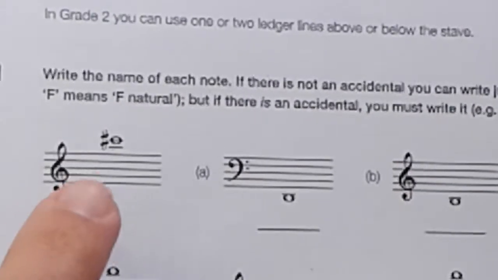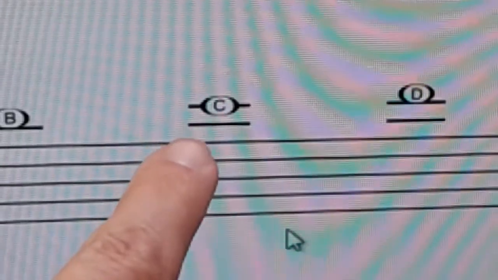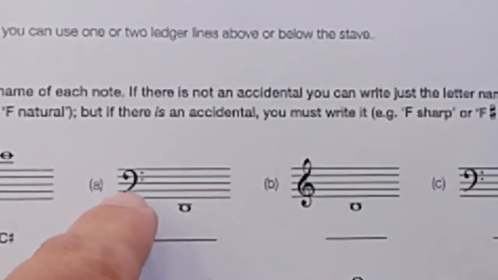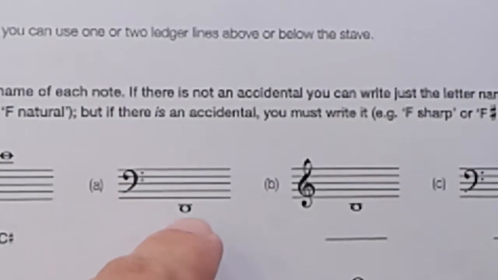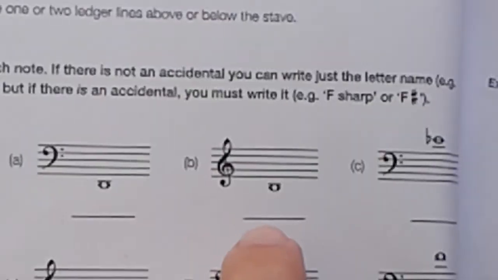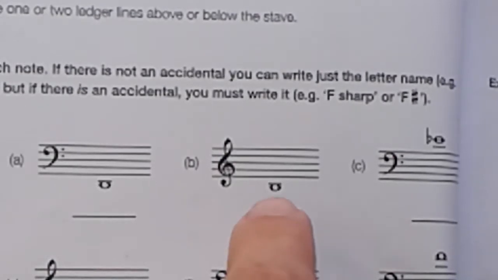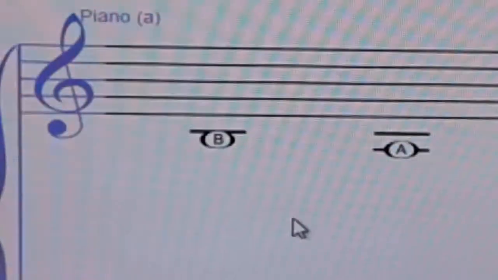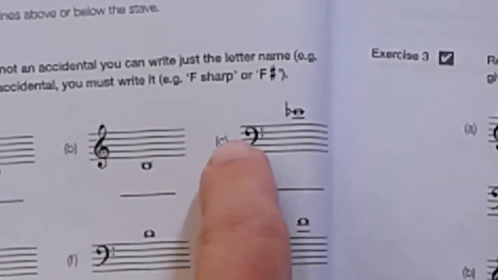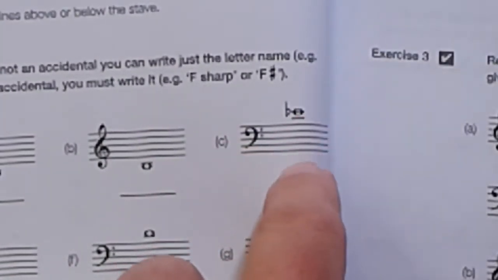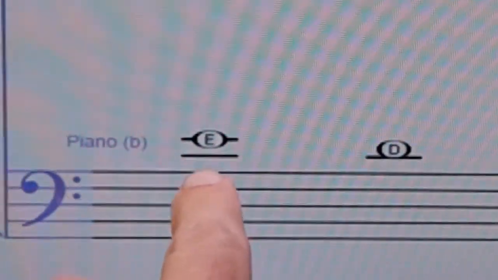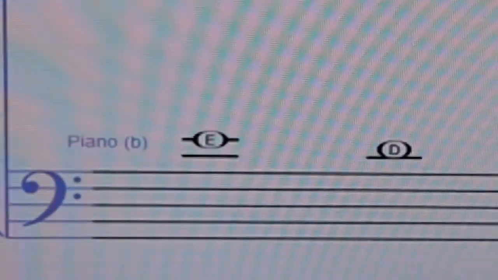This then in the treble clef with 2 ledger lines is C with a sharp. This here in the bass clef with 1 ledger line and the notes under the ledger line is D. This then under the 1st ledger line in the treble clef is B. This one in the bass clef, 2 ledger lines above the stave, and it's a flat, is E flat, and so on.